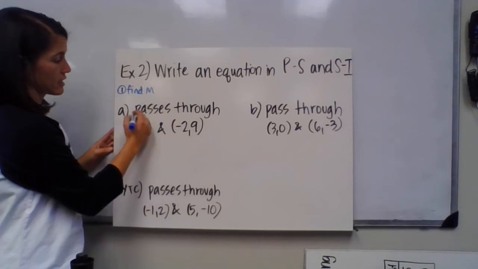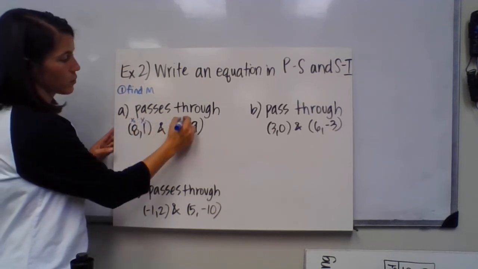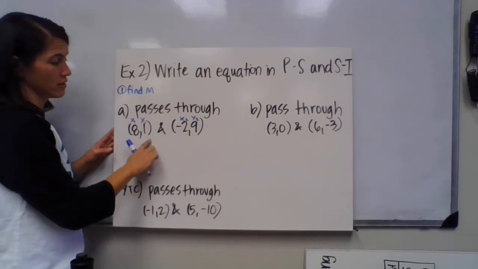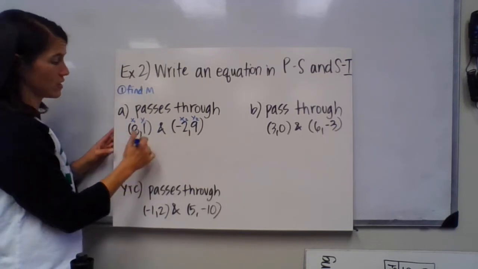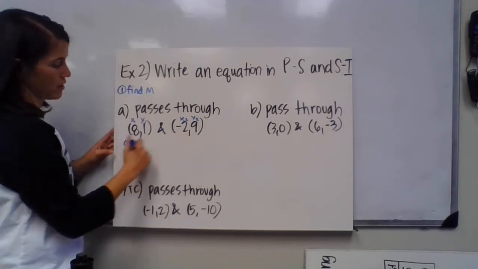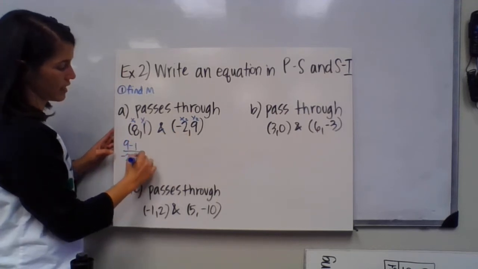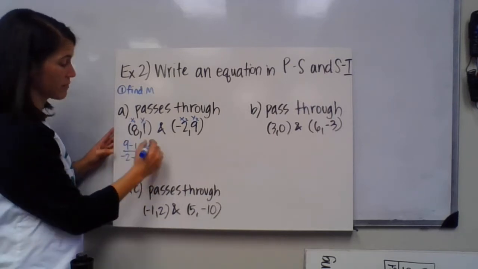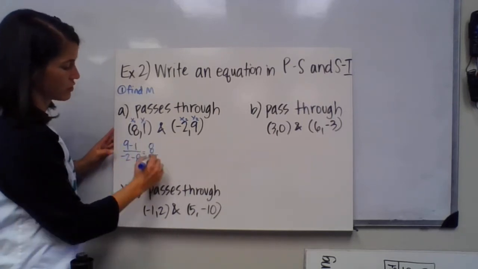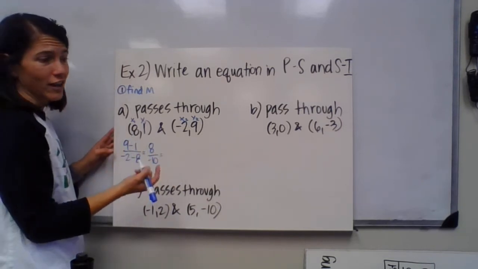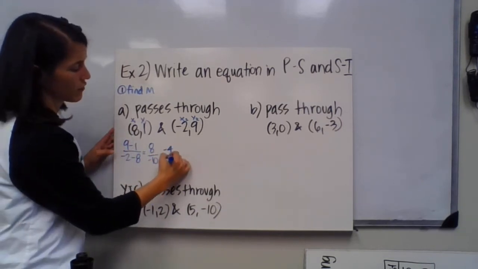We're going to subtract y2 minus y1 over x2 minus x1. So y2, 9, minus 1 over -2 minus 8. And then actually you should be working this with me. 9 minus 1 is 8. -2 minus 8 is -10. So 8 over -10, you can use your calculator. It should reduce to -4/5.